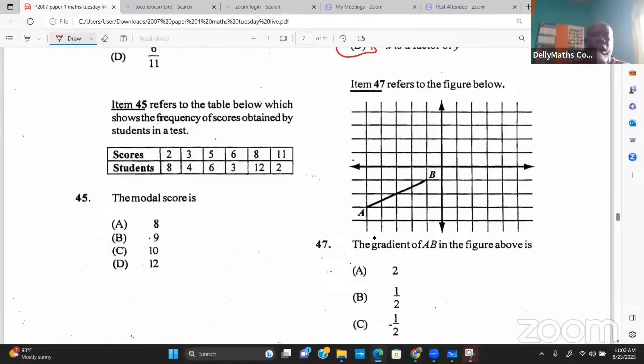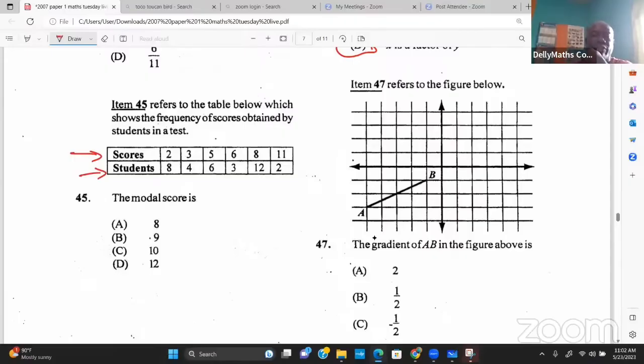All right. Let's look at 45. 45 says, item 45 refers to the table below, which shows the frequency of scores obtained by students in a test. So here is the score at the top, and we're talking about the number of students.